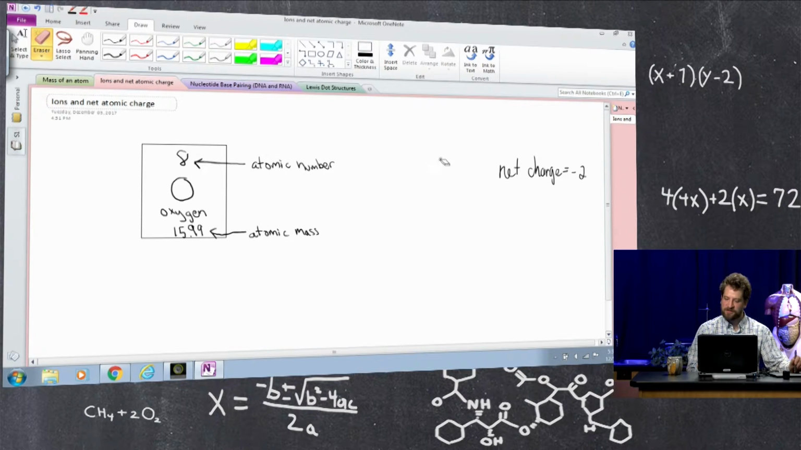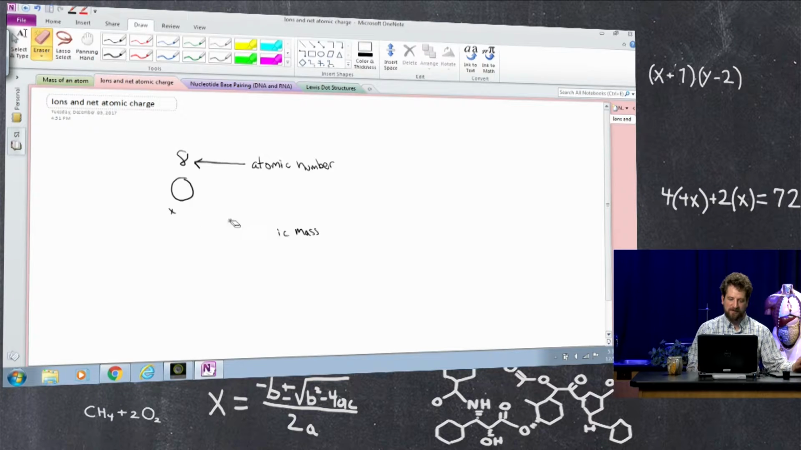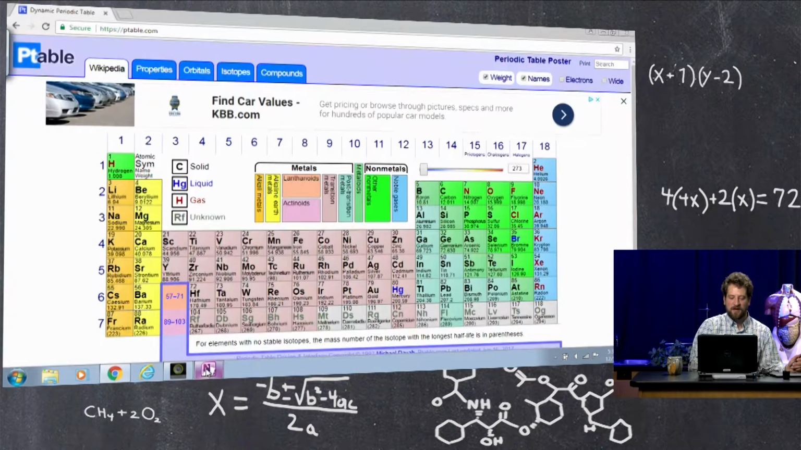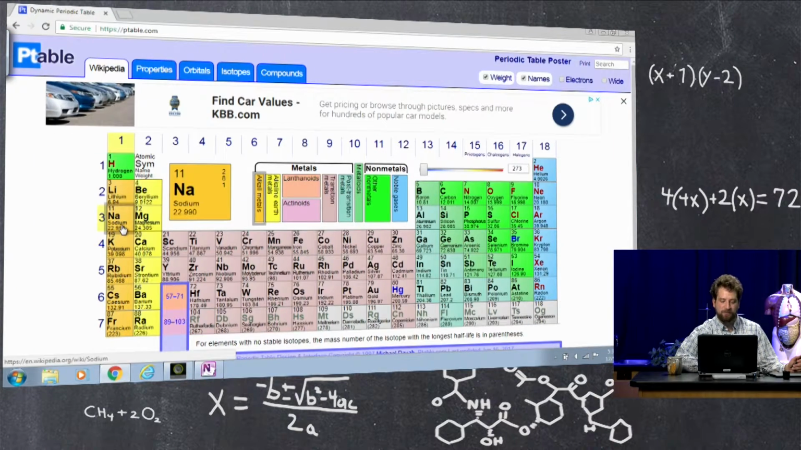Let's look at just one more example of this so that we get a complete understanding. Let's erase this oxygen atom, net charge over here, and let's get rid of this symbol. Let's pick a different element off of the periodic table. Another one that's good to think about net charge with is sodium. Sodium has the atomic number 11, and it has an atomic mass number of 22.990.